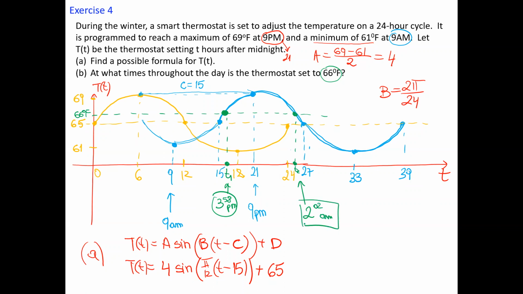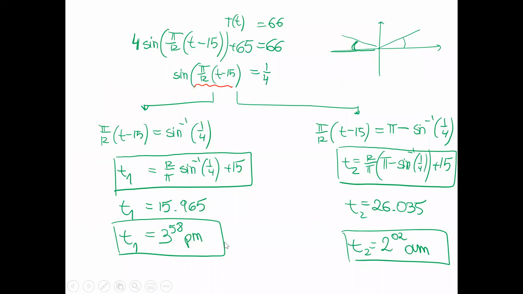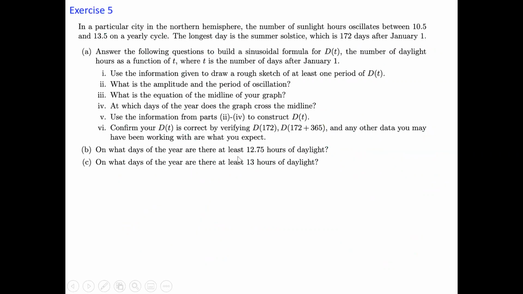We do have the times: almost 4 p.m. and a little bit past 2 a.m., when the temperature is 66 Fahrenheit. You can see it is fun. We need time and patience to solve all of these problems. And we have another one, but I would like to leave it for you. Everything is given.